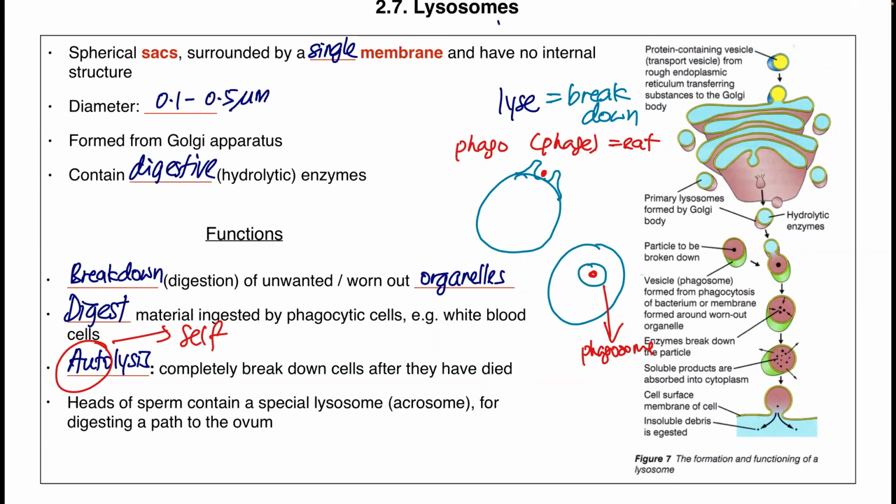Also in the head of a sperm, in high school you probably have learned that the sperm head has a very large nucleus, and then there is a membrane sac containing lysosomal enzymes, called the acrosome. It is required for breaking the dense layer of matrix around the ovum, digesting a path to the ovum.